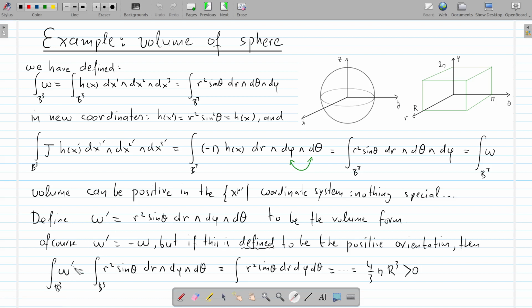Now, since this is what defines integration on the ball, then the integral is r squared sin theta dr d phi d theta with this order. And that, by definition, is the three-dimensional integral r squared sin theta dr d theta d phi, which gives us the same result as before, a positive result.